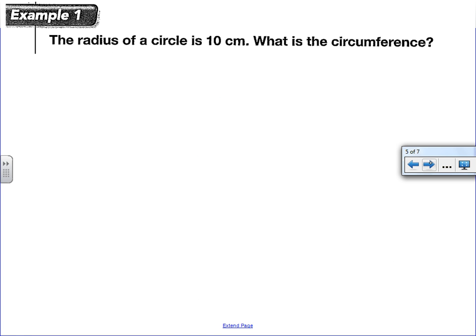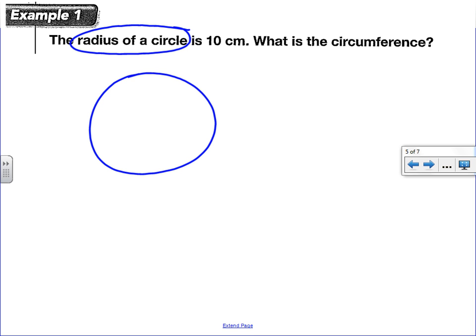The radius of a circle is 10 centimeters. What is the circumference? So the first thing that they say is the radius of a circle. We need to draw a circle. Okay, so we have now a circle. Ooh, that did not recognize what I wanted it to.